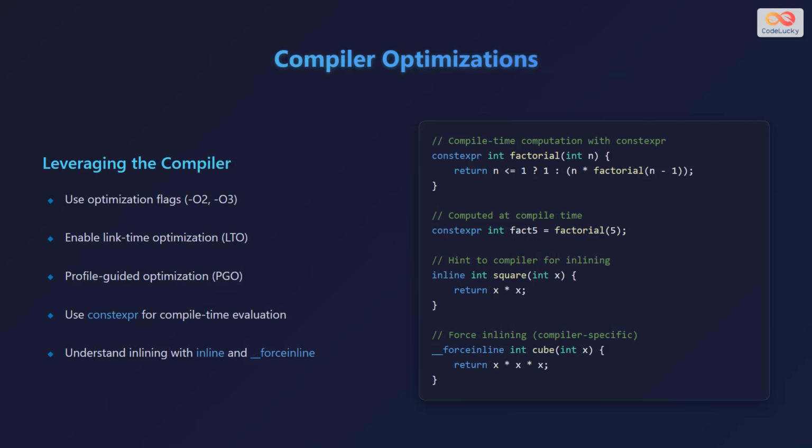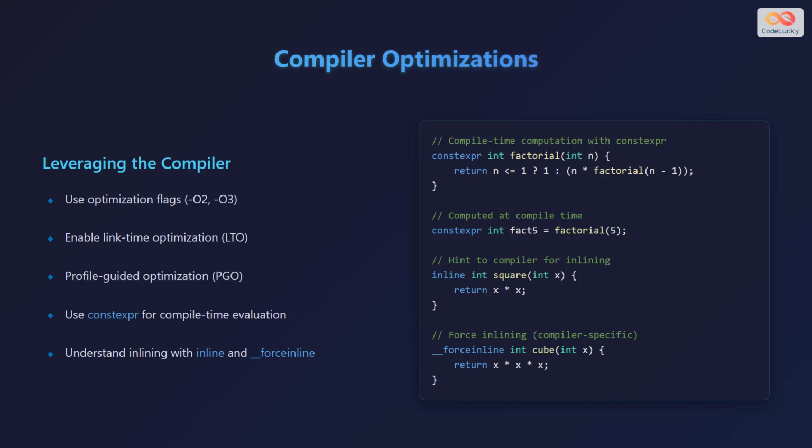Let's explore compiler optimizations. Compilers are powerful tools that can perform various optimizations to improve the performance of your code. To enable compiler optimizations, use optimization flags such as O2 or O3. These flags tell the compiler to perform various optimizations, such as inlining, loop unrolling, and dead code elimination. Enable link time optimization, or LTO. LTO allows the compiler to optimize across multiple files, potentially leading to significant performance improvements.